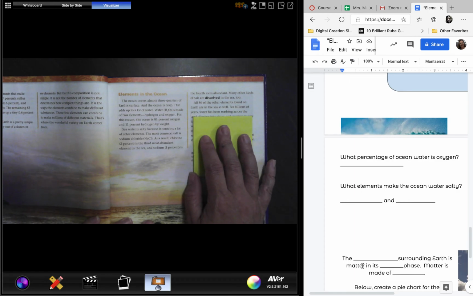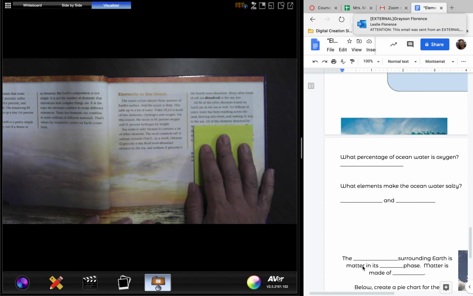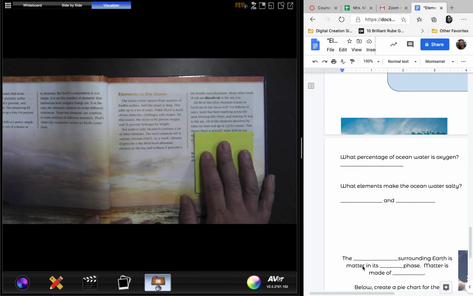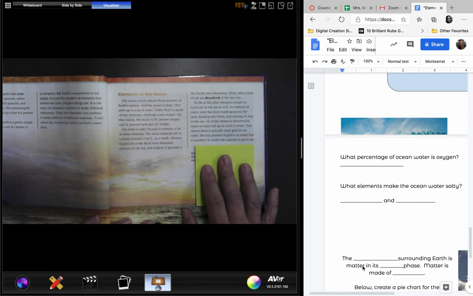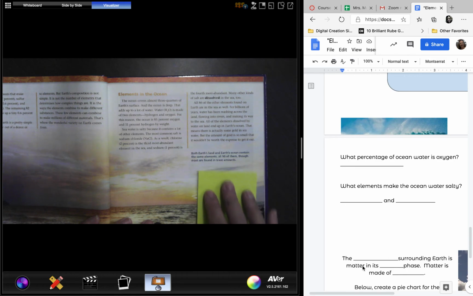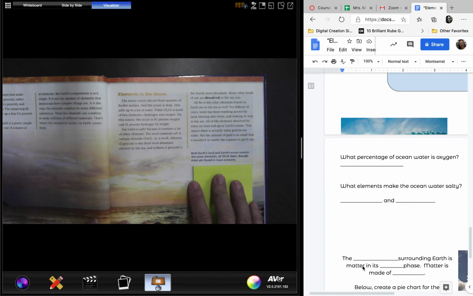For billions of years, water has been washing across the land, flowing into rivers, and making its way to the sea. All the elements dissolved by water on land end up in Earth's ocean. That means there's actually some gold in seawater, but the amount of gold is so small that it wouldn't be worth the expense to get it out. Both Earth's land and Earth's ocean contain the same elements, all 90 of them, though most are found in trace amounts.